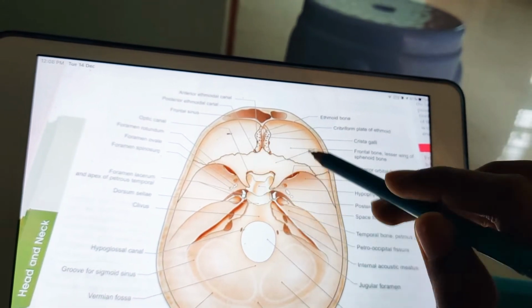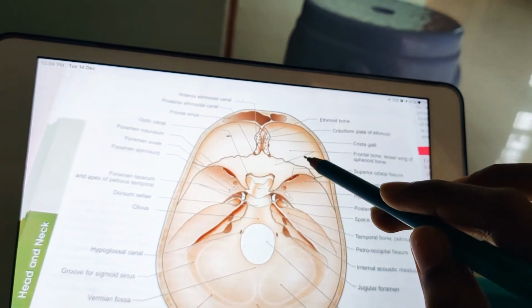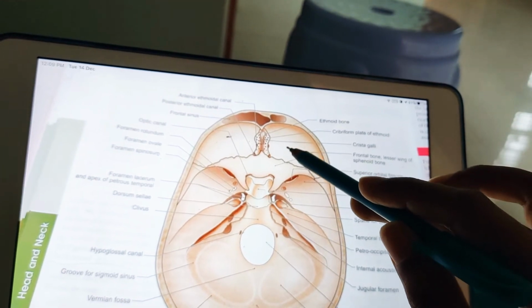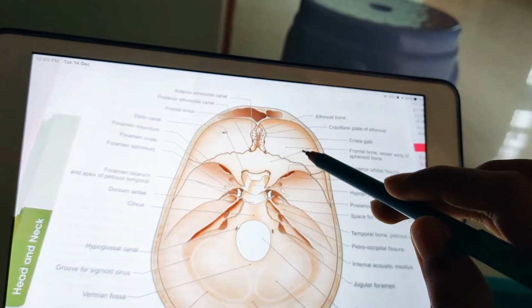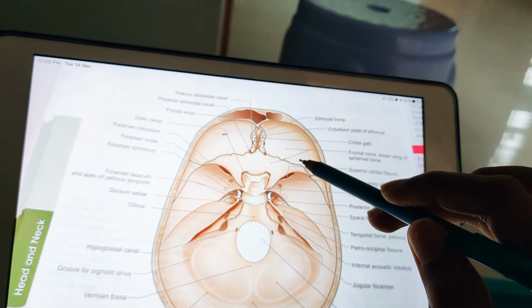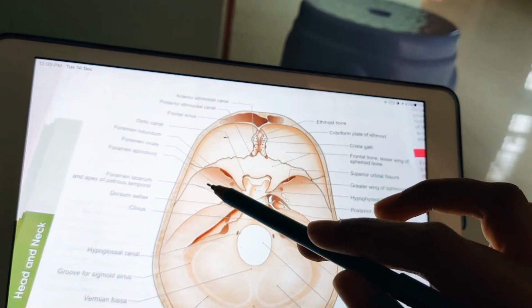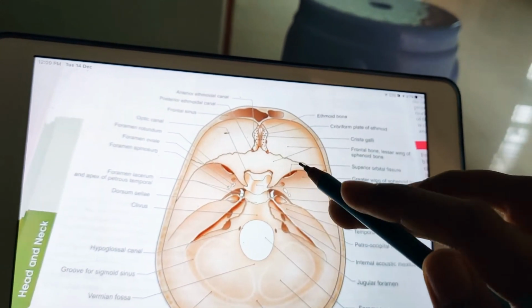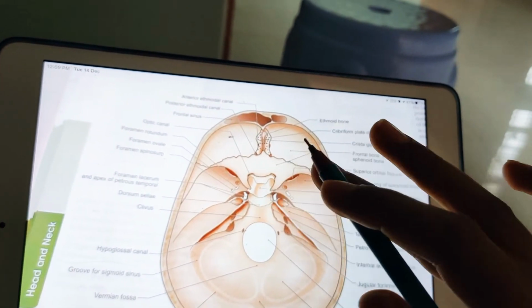Now let us see the sides. On the sides the floor is mostly formed by the orbital plate of the frontal bone. This is the orbital plate of the frontal bone. And posteriorly it is also formed by the lesser wing of sphenoid. This is the lesser wing of sphenoid. So these form the floor of the anterior cranial fossa.